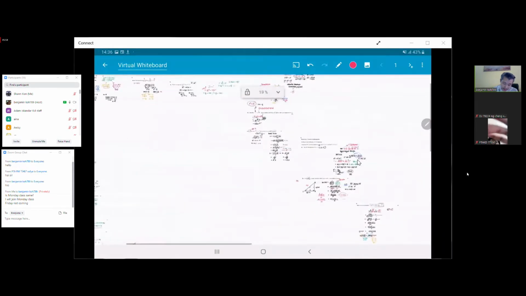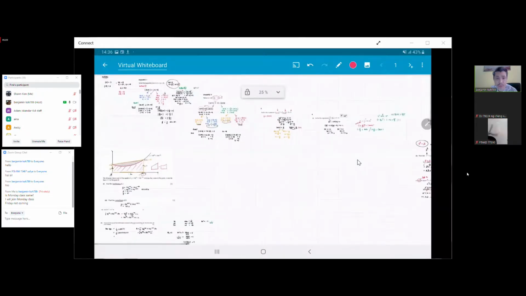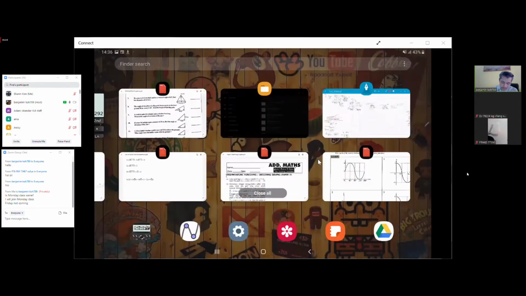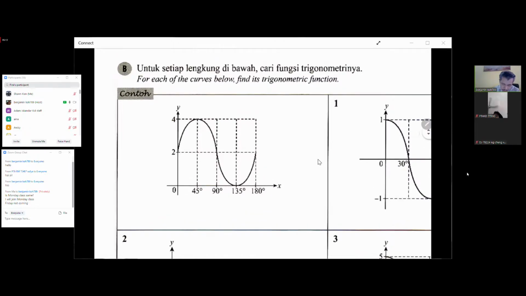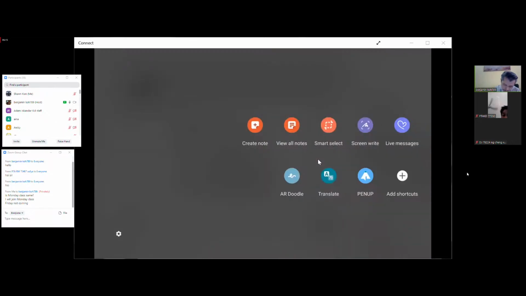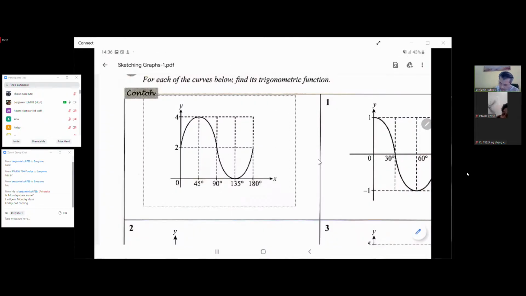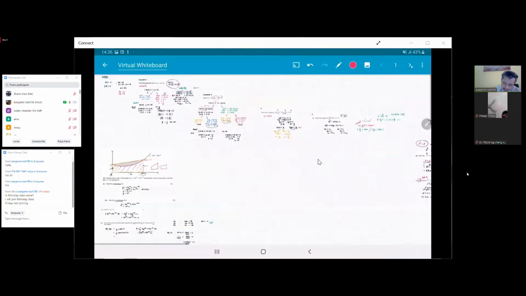I hope not. Anyway, let's come back to this question here. What we are going to do now is answer the question based on what the graph is supposed to look like. So, the first example here: you are given this, and the question is to write down its equation.